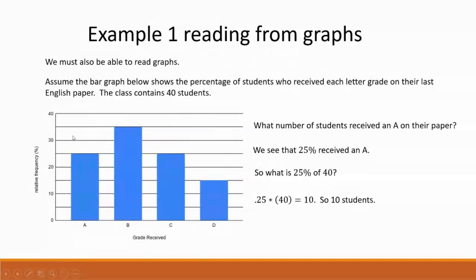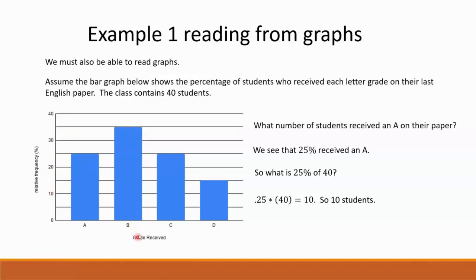So we must be able to read from graphs as well as make them. Okay. So let's suppose this was a bar graph. It shows us, as you can see, the percentage of students. Notice here we have relative frequency, right? That's what these numbers are. Usually it's frequency, but here it's relative frequency. You can make a bar graph with that.